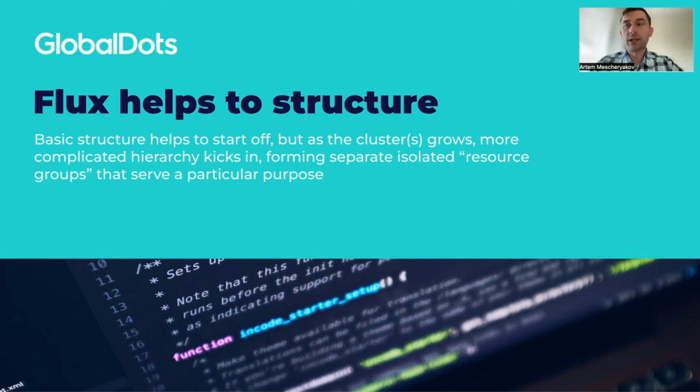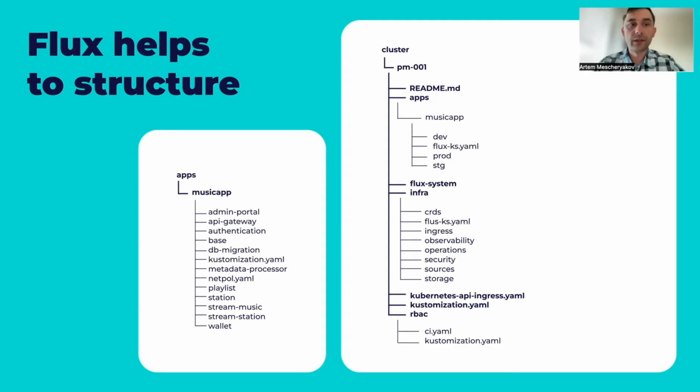Same stuff about applications and the environments. So I came up with the structure that puts each environment, dev, stage, prod, into its own resource group, so they are not somehow interdependent.